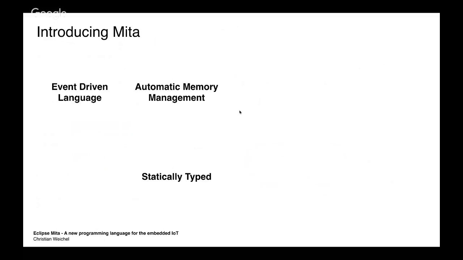Mita is also completely statically typed, meaning that really every expression always has a type. There's no such thing as an any type or a void pointer or anything like that, which also greatly improves the quality of the programs that you'll write in Mita.